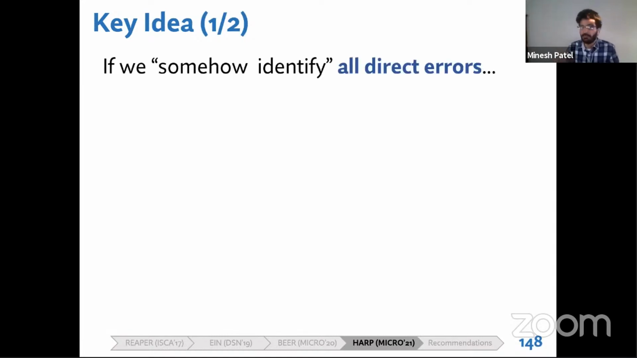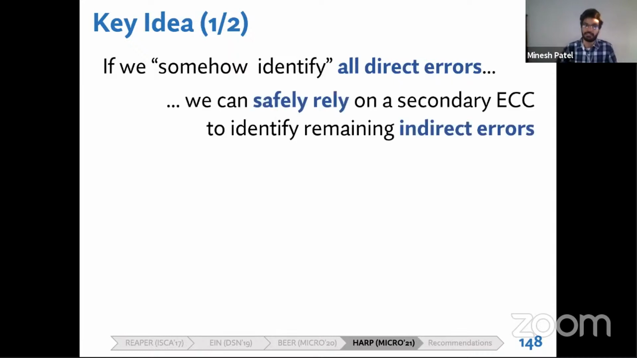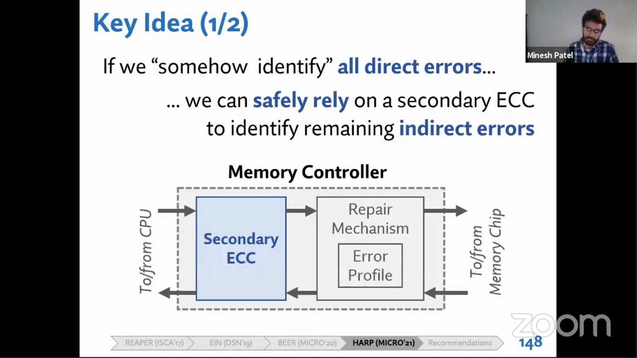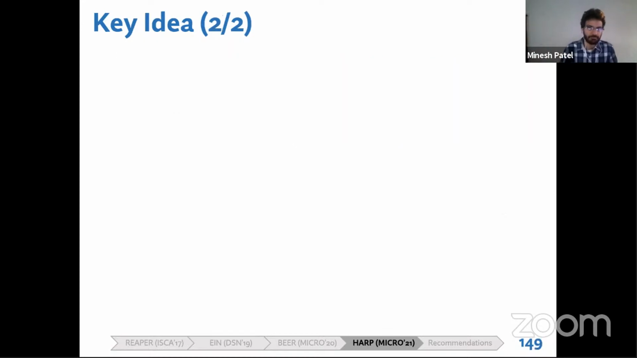First, if we can somehow identify all direct errors, we can safely rely on a secondary ECC to identify the remaining indirect errors. So here's an illustration showing how a secondary ECC within the memory controller can actually be used to conduct profiling. With sufficient correction capability, the secondary ECC can reactively profile for any indirect errors that are introduced by on-die-ECC and feed that information back to the error profile for subsequent repair. And we'll talk about this more in detail in a few slides.